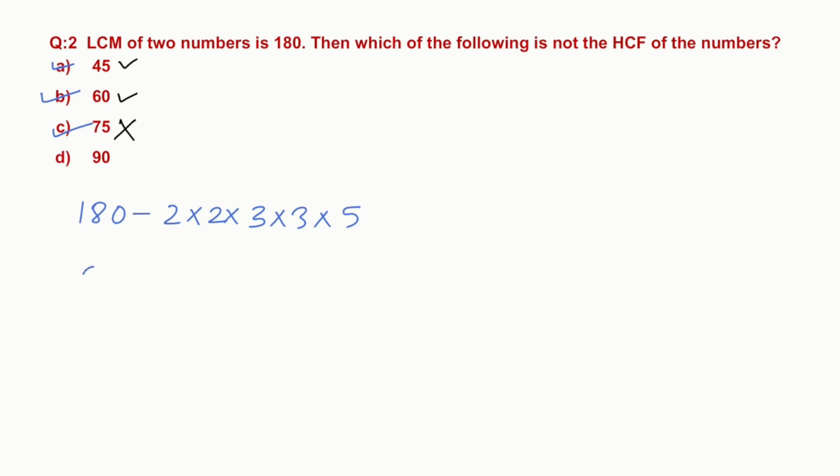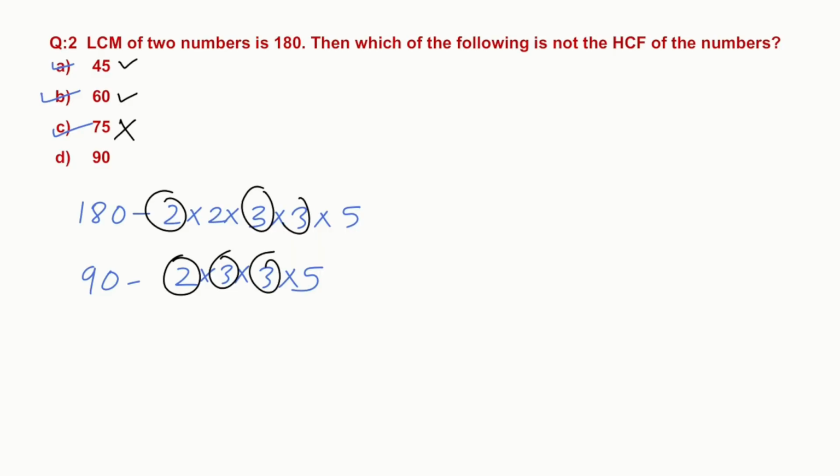Now we will check with 90. So factors of 90 are 2 times 3 times 3 times 5. We have 2 here, 3 here and one more 3 and 5. So all the factors of 90 are there in 180. So 90 also can be HCF of two numbers.